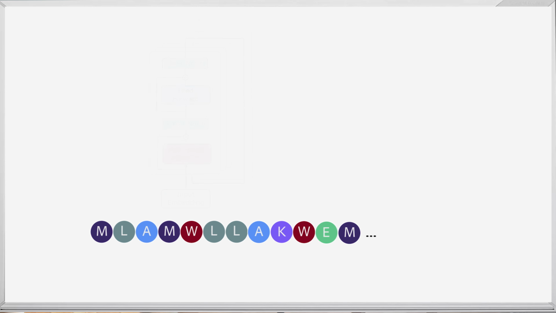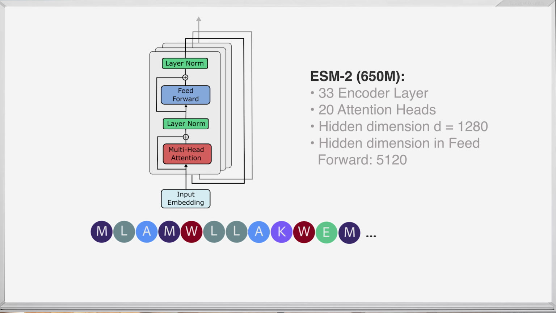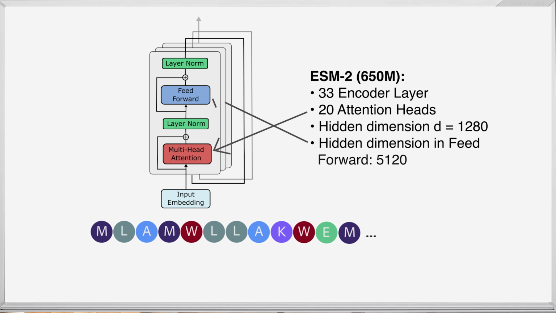The model architecture of the ESM-2 is a standard transformer network encoder. ESM-2 is a series of models in different sizes. We will first focus on the most commonly used ESM-2 model with 650 million learnable parameters. This model consists of 33 encoder layers, where each layer consists of a multi-head attention function with 20 attention heads and a feed-forward neural network. The token embedding dimension D is 1280, and the hidden dimension in the feed-forward function is 5120, which is 4 times the hidden dimension D, a typical ratio in transformer networks.